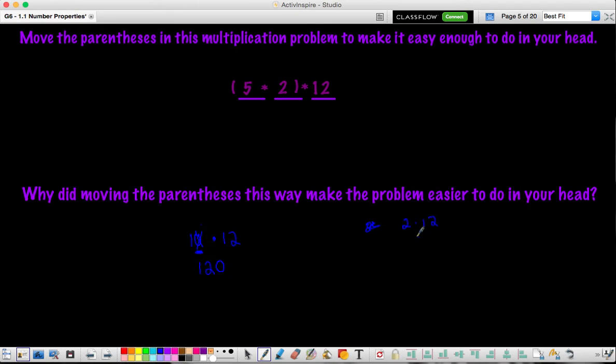Whereas if I would have done this the other way, I would have had to do 2 times 12, which would give me 24. And then I would have had to multiply that by 5. Now we can do that, and I know it's simple enough to set up the multiplication. However, 10 times 12 is a lot easier to do in our heads than 24 times 12.